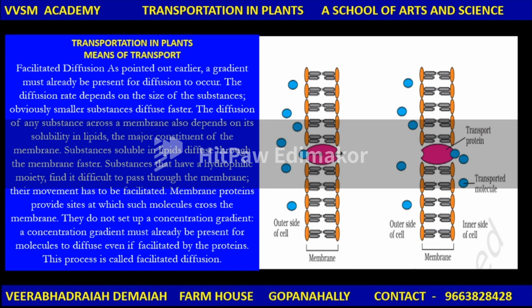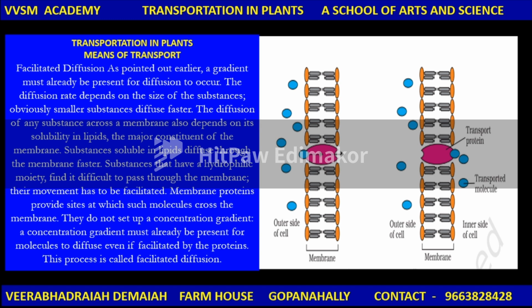So my dear friends, facilitated diffusion, as pointed out earlier, a gradient must already be present for diffusion to occur. The diffusion rate depends on the size of the substances. Obviously, smaller substances diffuse faster. The diffusion of any substance across a membrane also depends on its solubility in lipids, the major constraint of the membrane.